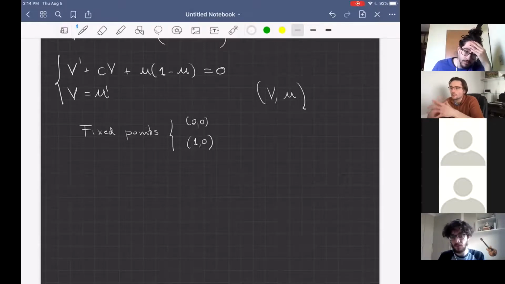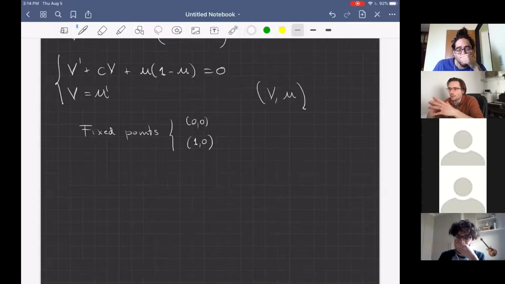Yes, Rafael. The answer to that is what Nathan said. So Rafael asked, why not u prime at 0 equals 0 in that case? I think you mean why I take the boundary conditions at minus infinity and plus infinity. It is just because I'm considering minus infinity to plus infinity, as Nathan is saying in the chat.